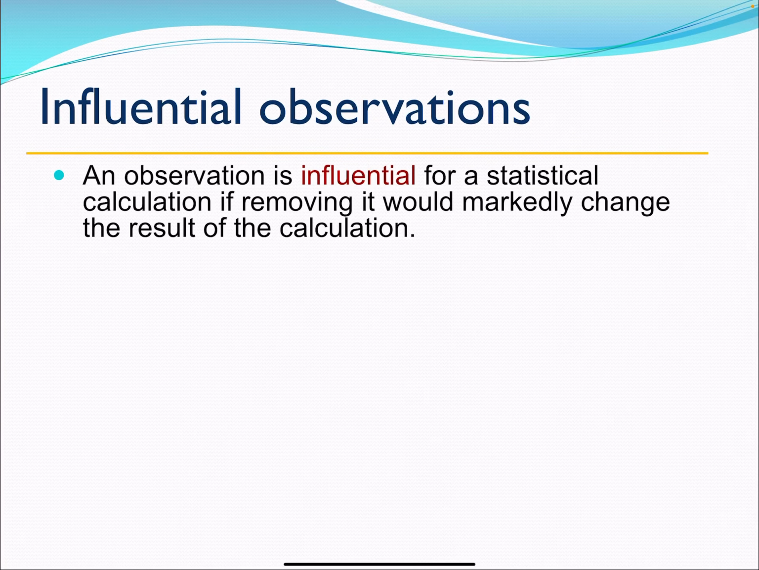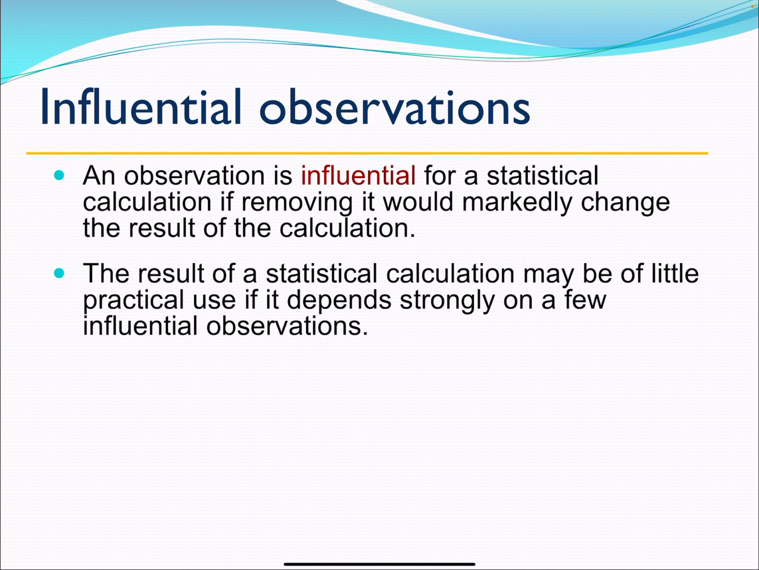Next, I'd like to talk about influential observation. An observation is influential for a statistical calculation if removing it would markedly change the result of the calculation. For example, I'm talking about outliers, right? Outliers affect the calculation of the mean, so it's an influential observation.